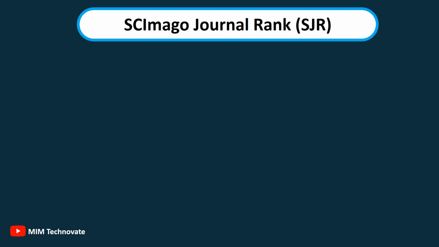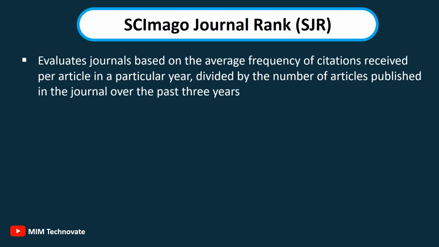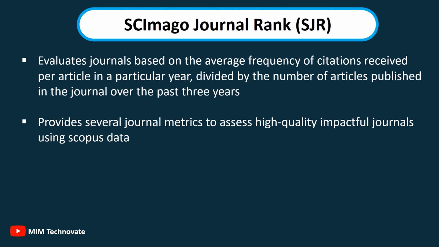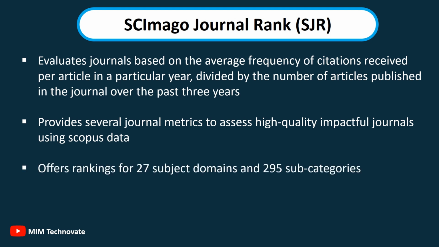SCImago Journal Rank. It evaluates journals based on the average frequency of citations received per article in a particular year, divided by the number of articles published in the journal over the past 3 years. SCImago provides several journal metrics to assess high-quality impactful journals using Scopus data. Additionally, it offers rankings for the 27 subject domains and 295 subcategories.